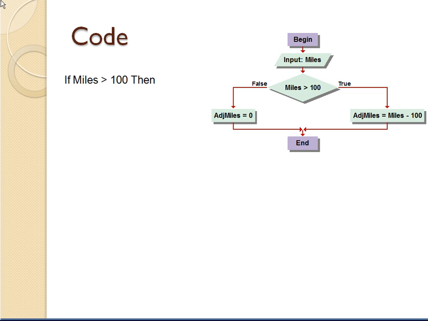Notice that we don't have the word if in the flowchart. We look at the diamond shape and say, okay, that's an if. So then we code if miles greater than 100, then we go over and do the action that's on the true side first. If there were multiple boxes on that line there, we would just code them one after another.